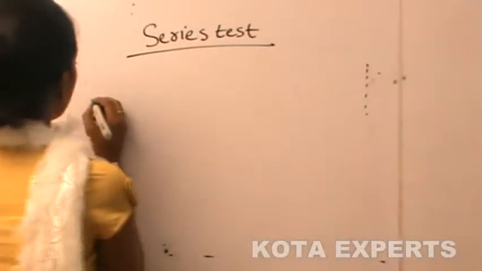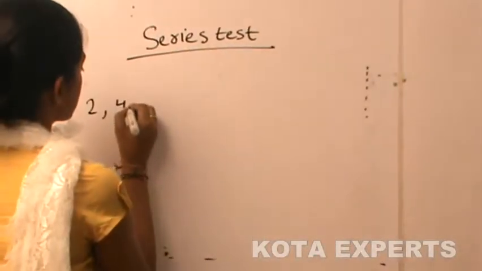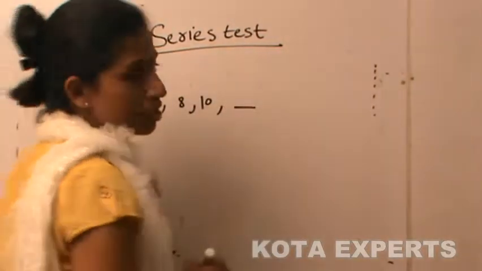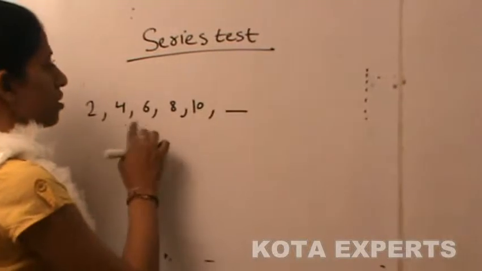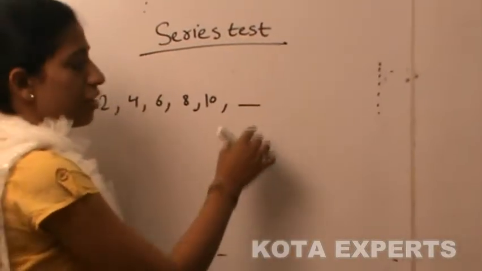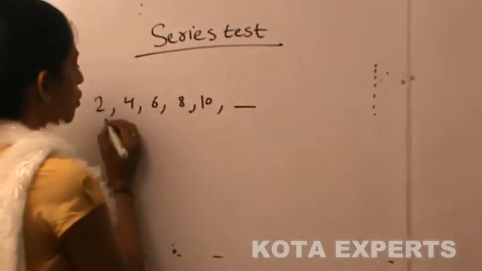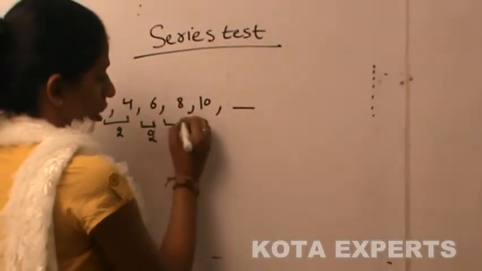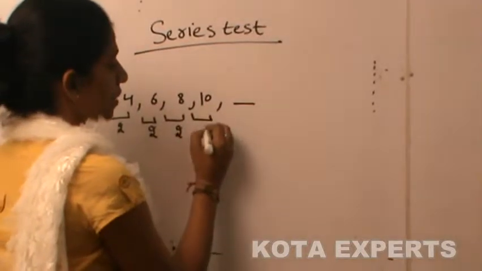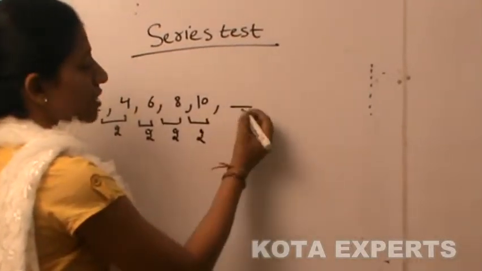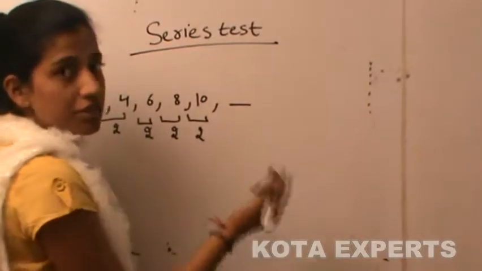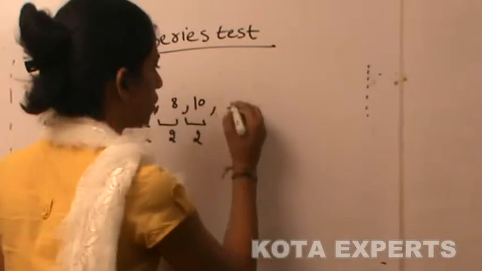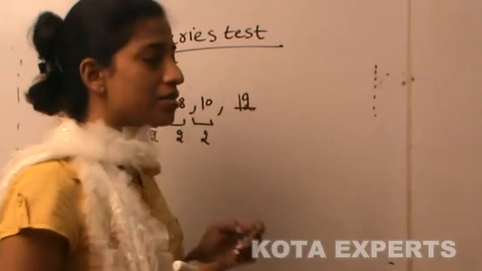Suppose you are given this series 2, 4, 6, 8, 10, and you have to find the next number. You know the difference is 2, the difference is 2, the difference is 2, and the difference is 2. So what is the next number? That is also a difference of 2. Then what is that number? That number is 12. So 12 is the answer.